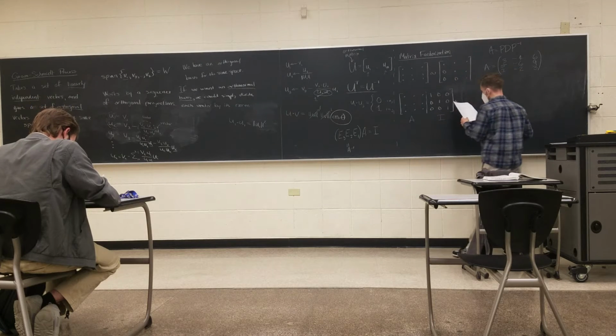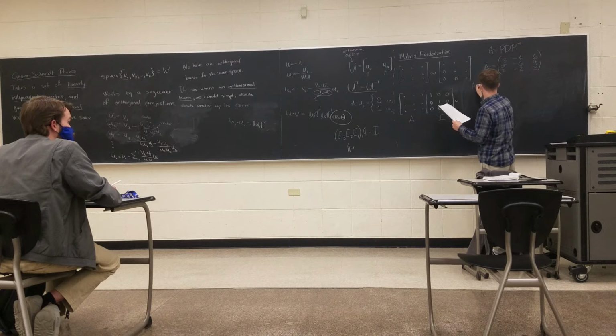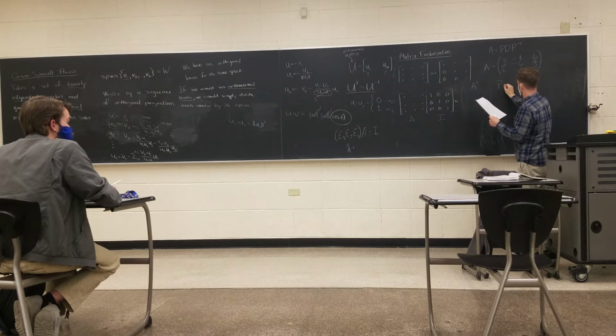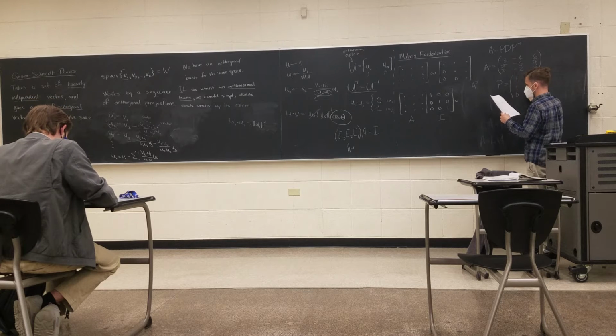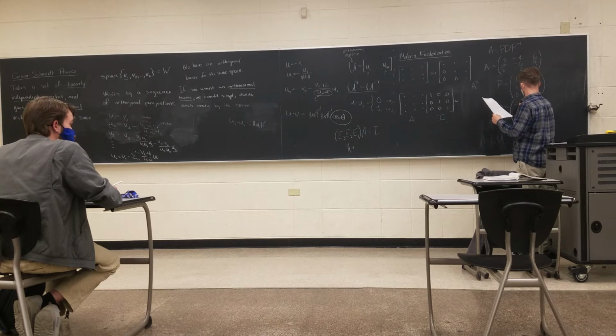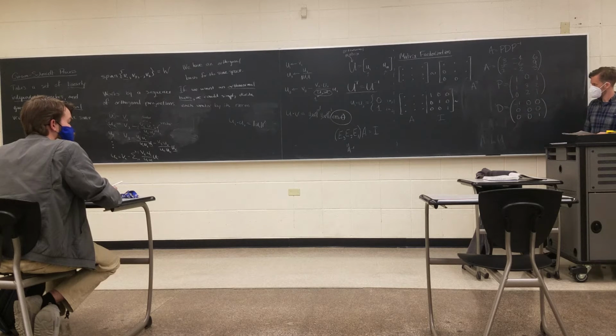We wanted to figure out what A to the seventh was, given the information that we have eigenvectors (1, 1, 0), (0, 3, 2), (1, 2, 1), and we have corresponding eigenvalues -1, 0, 1, right?